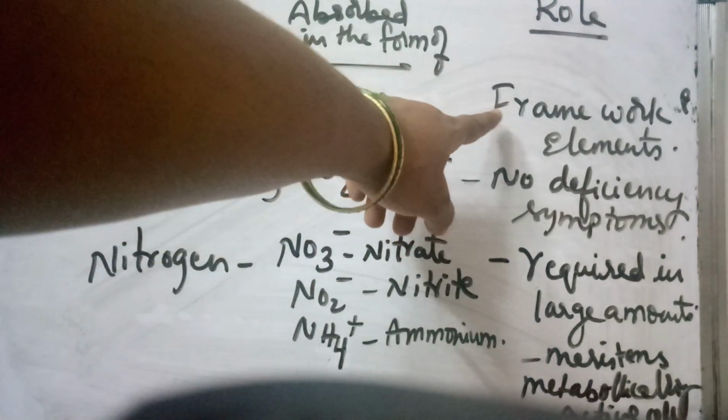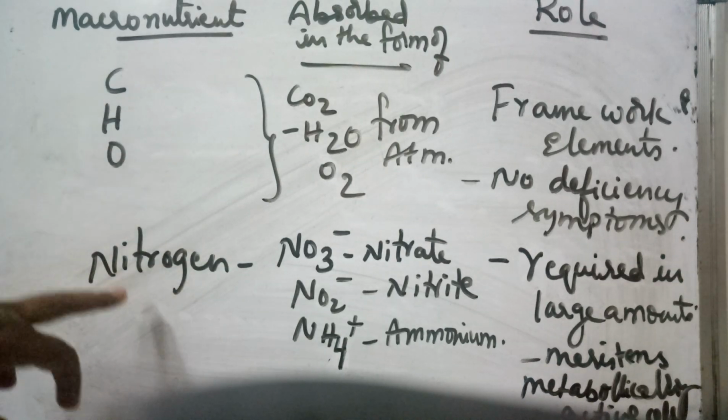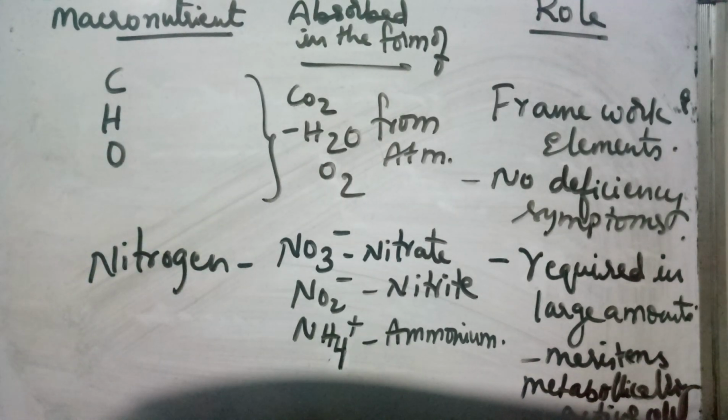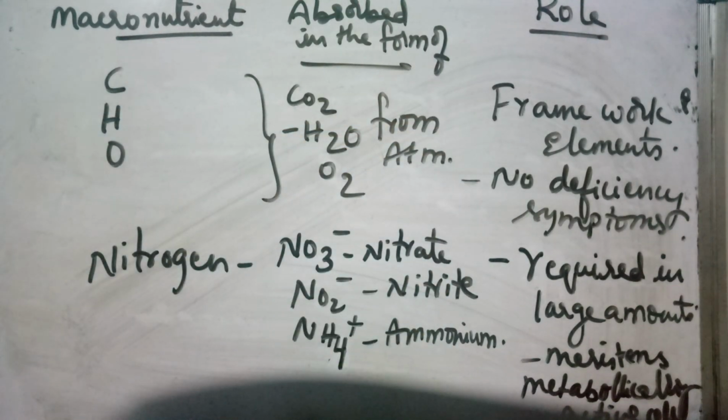And these 3 elements are said to be framework elements: fundamental elements, framework elements, structural elements. Everything comes under CHON, combinedly called structural elements. Already we discussed all these points. So this is about these 3 elements: carbon, hydrogen and oxygen.